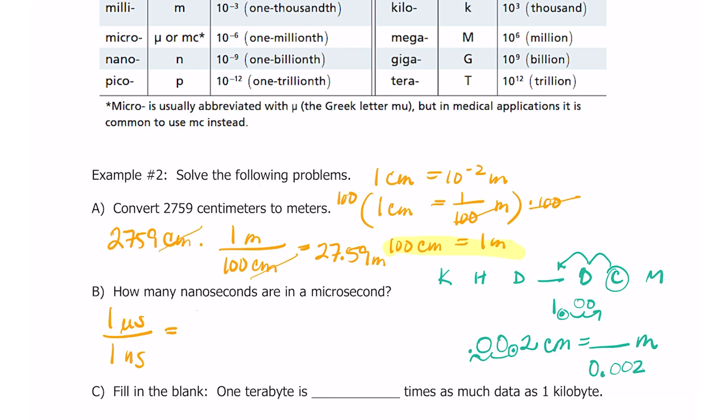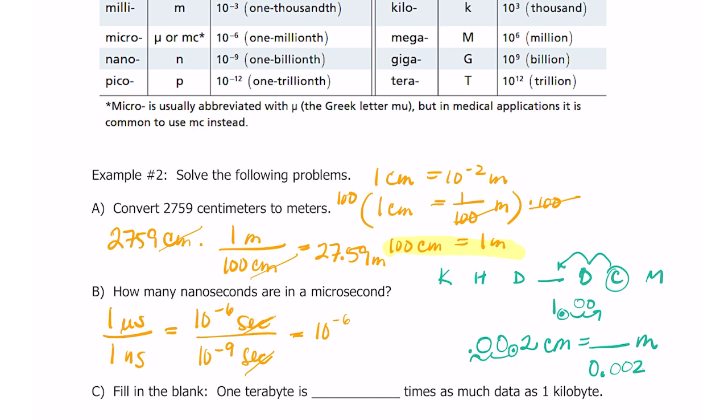So here I've got 1 microsecond is 10 to the negative 6th seconds, and 1 nanosecond is 10 to the negative 9th seconds. Okay, and of course my seconds are going to cancel out, which is what I want because I'm looking for how many nanoseconds are in a microsecond. And I'm going to divide 10 to the negative 6th by 10 to the negative 9th.